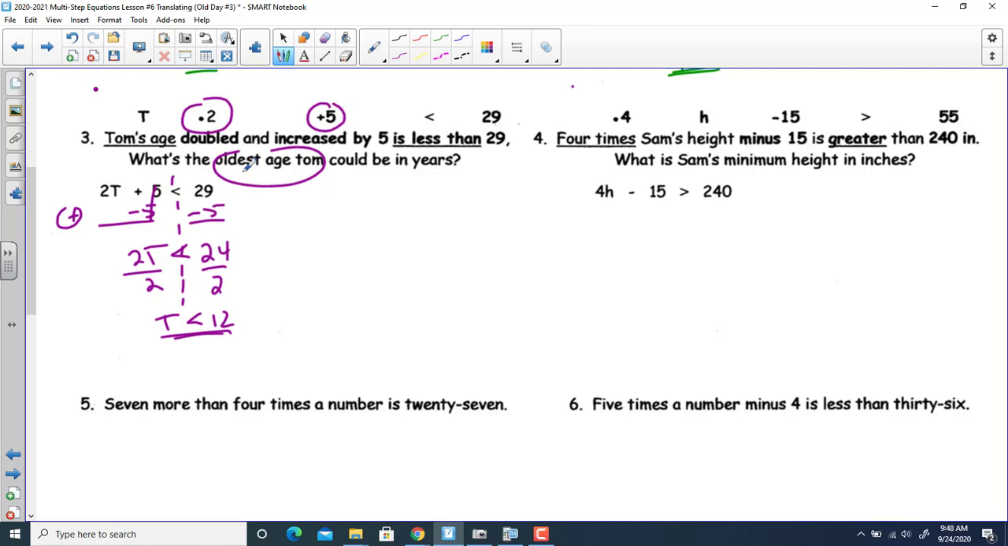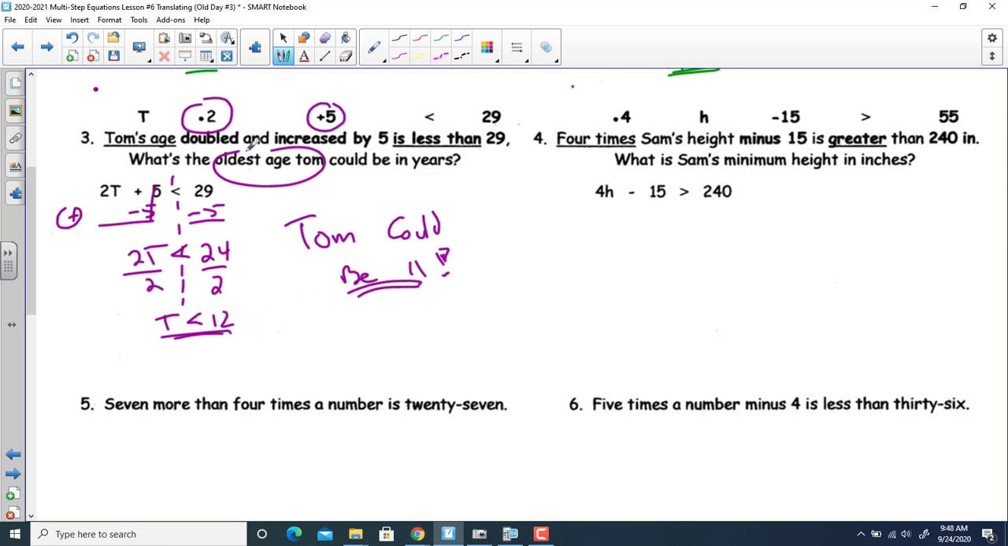Whatever that age is, that's like in the millions. That's way too old, but I think what you're trying to say is 11. Yeah, so if you double his age and increase it by 5, he would still remain less than 29. Therefore, the oldest integer age he could be would be 11. Tom could be 11. Sorry, I'm writing on a stylus. That's not my best penmanship, but it's pretty good considering what I'm working with. He cannot be 12 because he is less than 12.